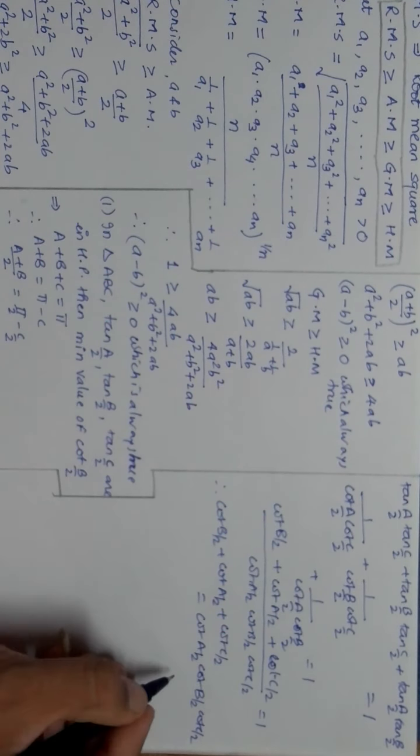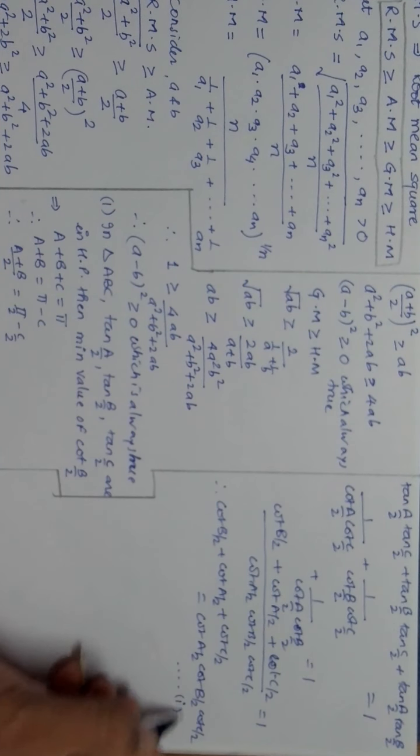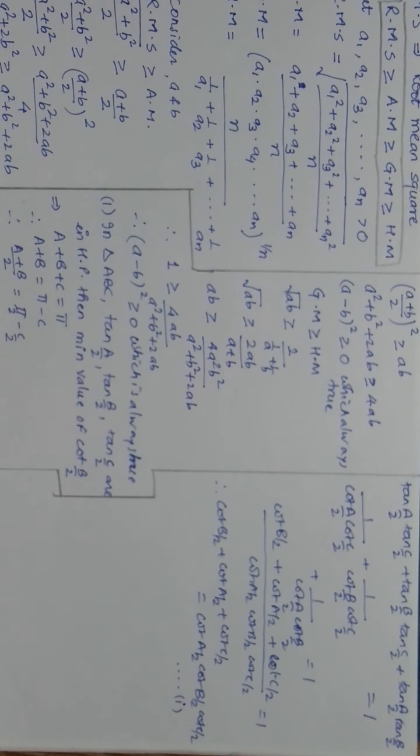Okay, this is your supposed result number 1. Now let me move to the question, where you are able to see that tan A by 2 plus tan B by 2 plus tan C by 2, that is tan A by 2, tan B by 2, tan C by 2 are in HP.